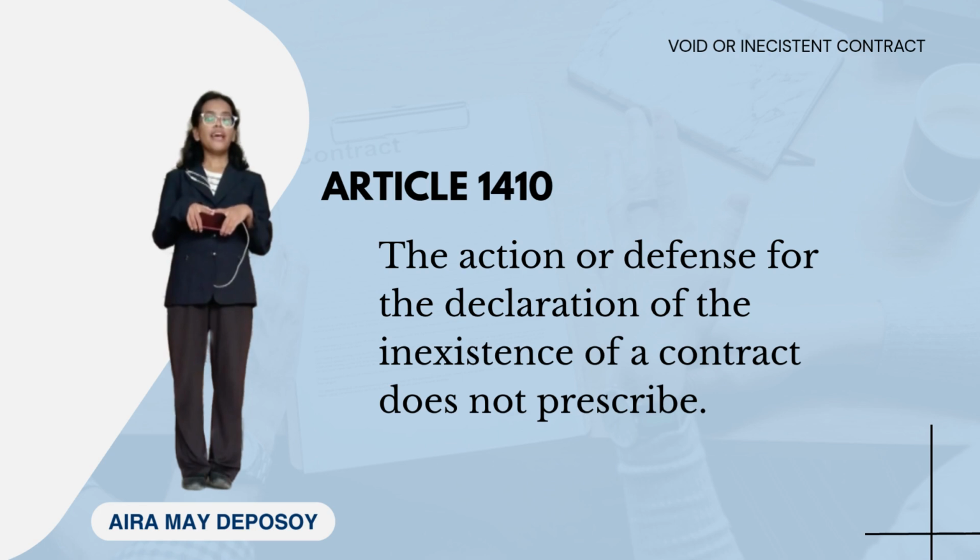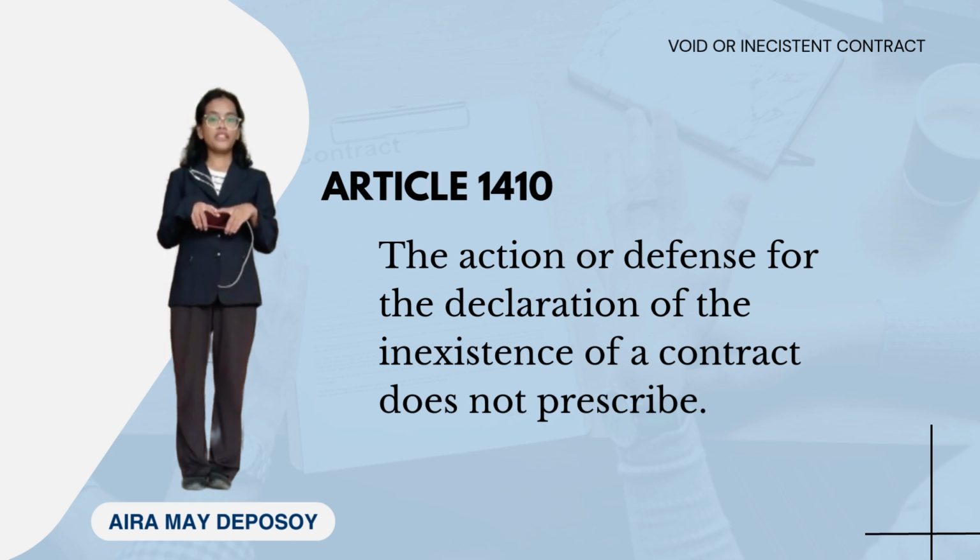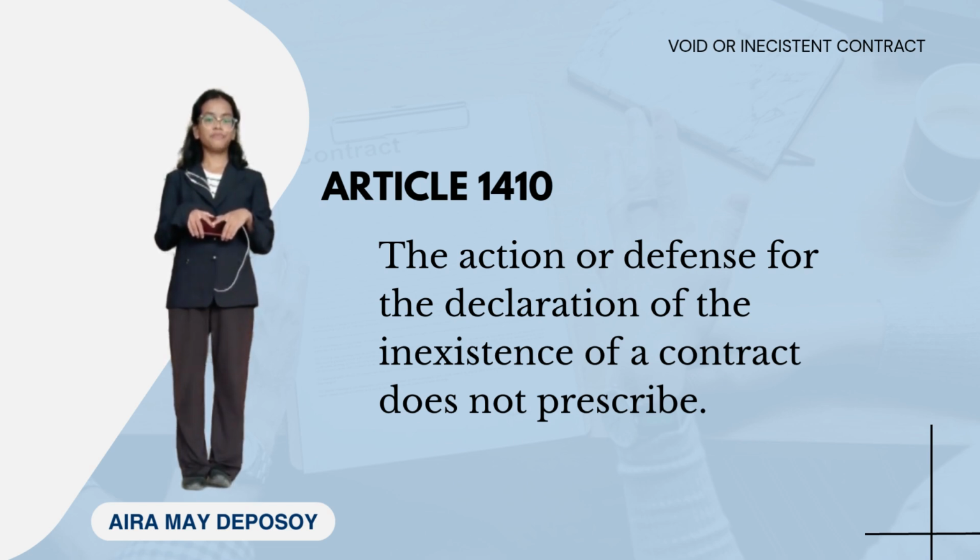For example, S was tricked into signing a deed of sale by B, but no money was paid, so the contract lacked cause. However, B said the case was filed too late. But under Article 1410, still under void or inexistent contract, void contracts can be challenged anytime. Remember, this applies only to void contracts. If the contract is just voidable, for example, due to fraud or incapacity, the law gives you only 4 years to file an action.